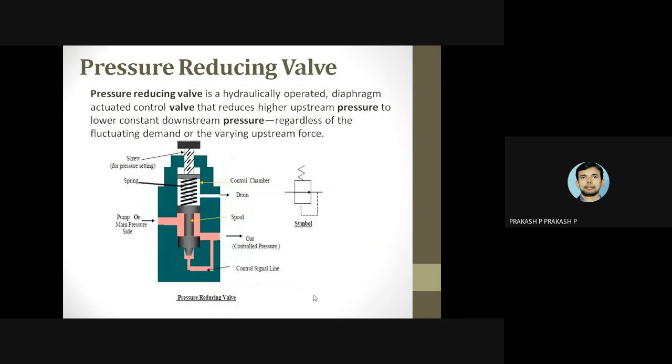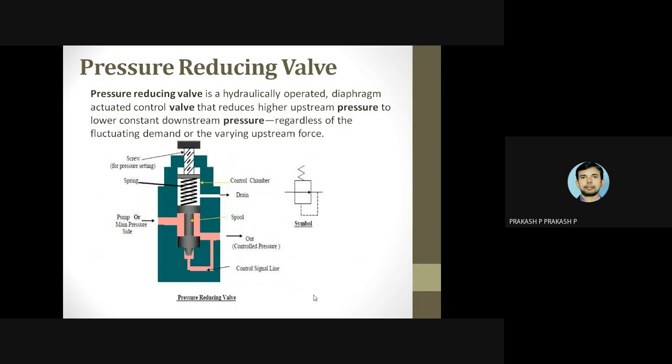Next, you can see the pressure reducing valve. The pressure reducing valve is hydraulically operated. You can see the diaphragm, which is actuated and controls the valve, which helps to reduce the higher pressure to a lower pressure, regardless of fluctuating demand or varying upstream force. You can see the symbol of the pressure reducing valve. This is the cross-sectional view of the pressure reducing valve.